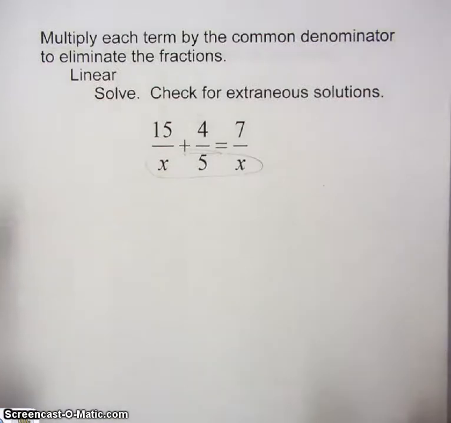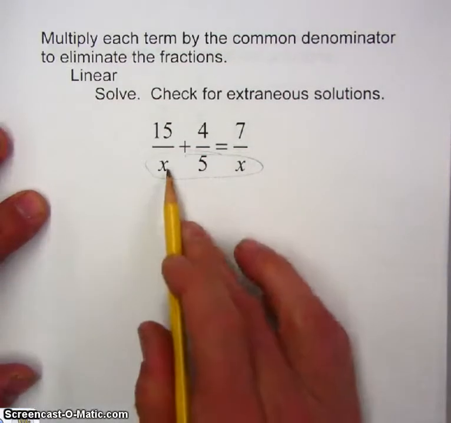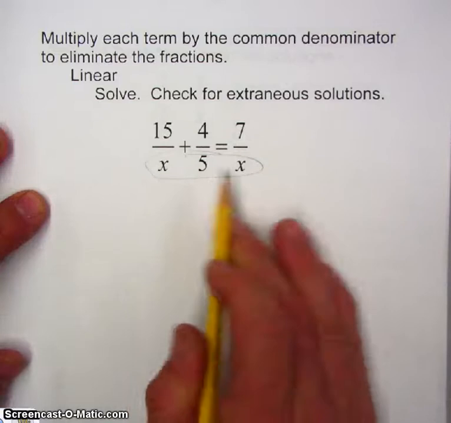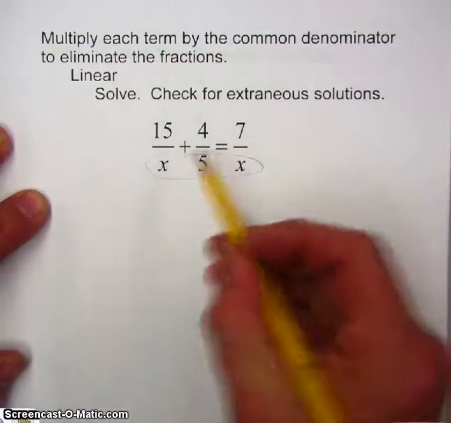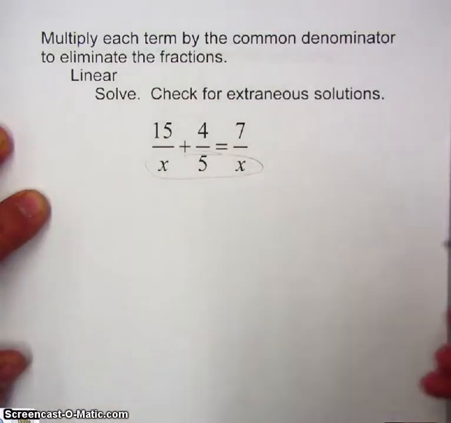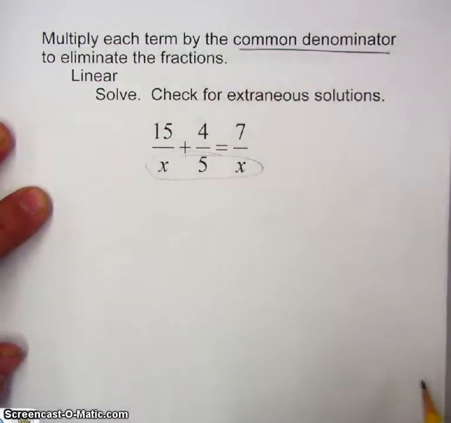Because first of all, I don't like working with fractions. So whenever I can, I like to get rid of the fractions by rewriting it. Or another time is, since I have a variable in the denominator, I can't solve this right now. So I have to rewrite this without any variables in the denominators. So what we need to do is find the common denominator.